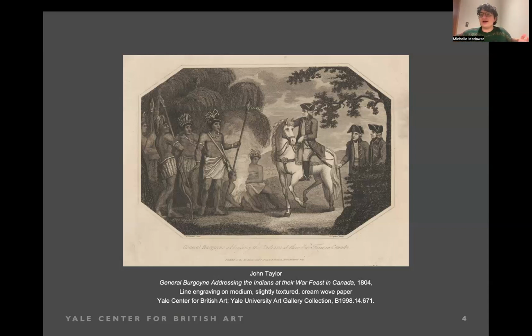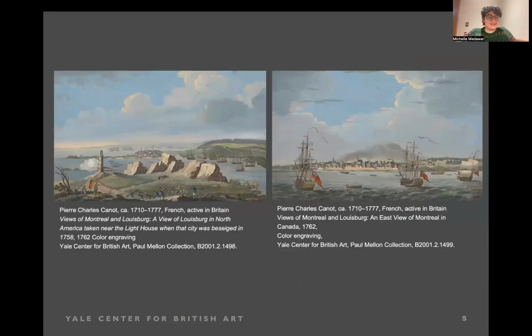And I would now like to venture a little bit afield and look at some French prints. I want to detour out of the British imagination and into the French imagination, because I think it really helps illustrate the severity of these British prints and the obviousness of this narrative that they're pushing. So, although I'm focusing specifically on representations of wilderness here, it's worth noting that these prints, made by a French artist, Pierre-Charles Cano, who was active in Britain, don't depict Canada as wild.